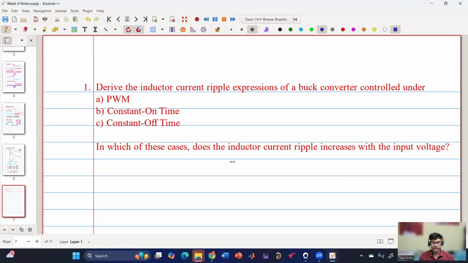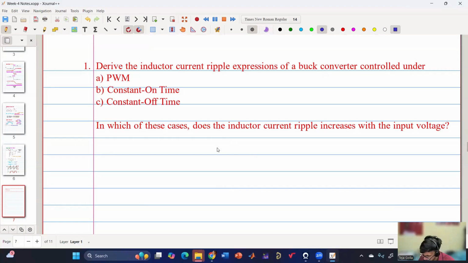So what is the ripple expression of a buck converter? Can anyone tell me? Delta IL is (V in minus V naught) by L into T on. Okay, so let us start with part A. We have to see what is constant in PWM, what is constant in constant on time, and what is constant in constant off time. Then we can see whether it is increasing or not. So delta IL is (V in minus V0) into T on by L.